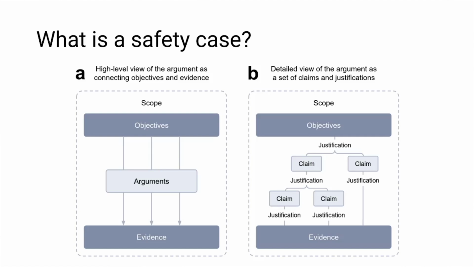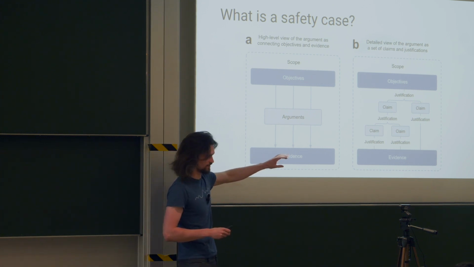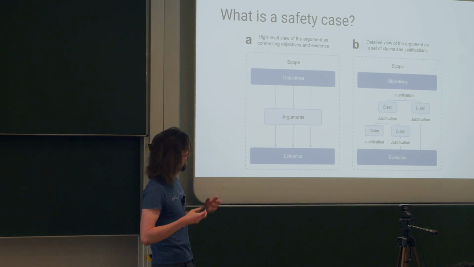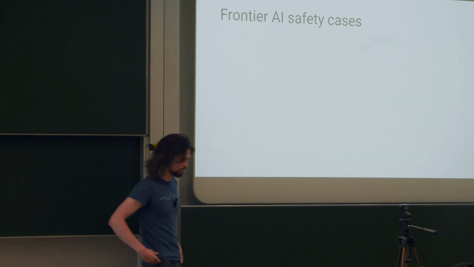And then eventually it filters down to evidence. So maybe one of your claims is that the model cannot assist in cybersecurity attacks. And the evidence is that you run some evaluation and you say, okay, models are no better at uplifting cybersecurity ability than textbooks or other resources on the internet. So it's really trying to get this very evidence-based justification for a model being safe within some context.